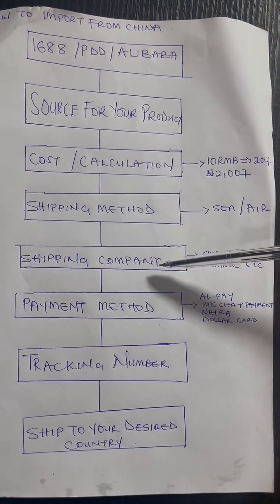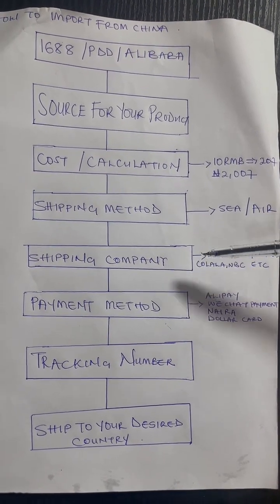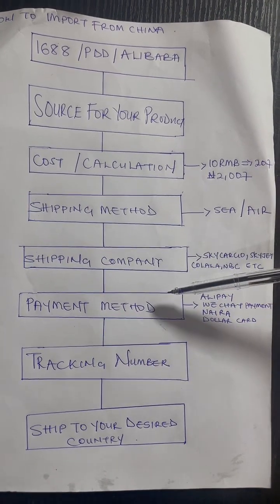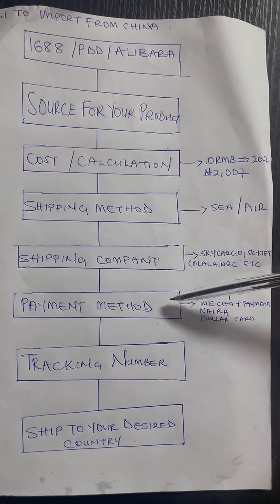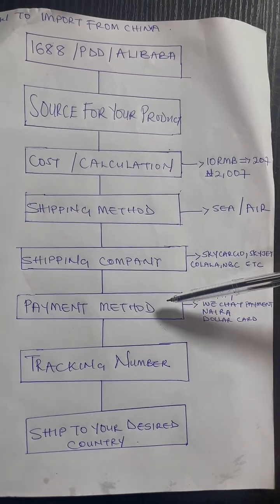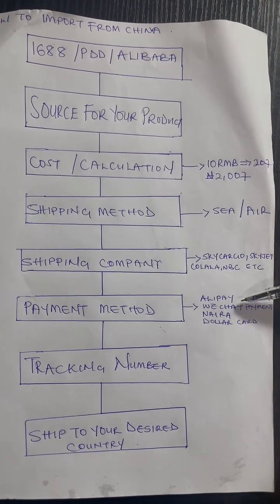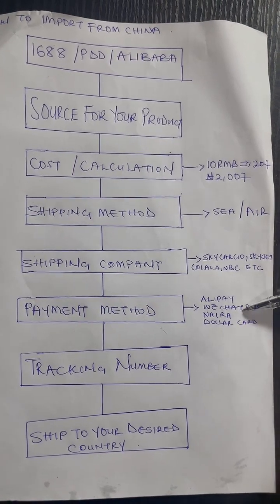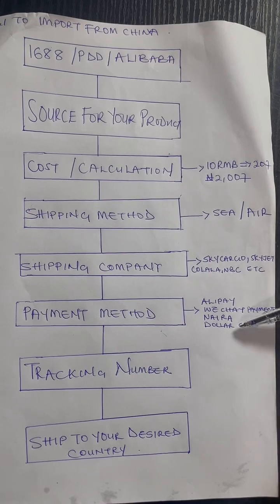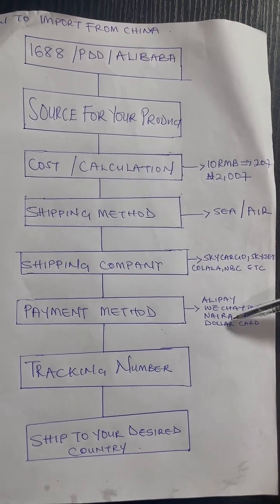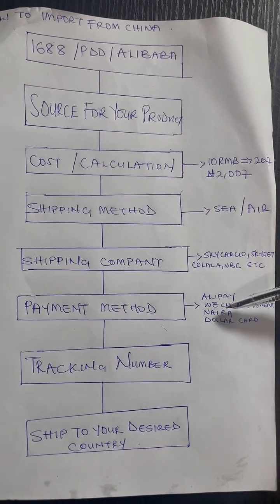So now, once you know the shipping company you want to use, you need to know your payment method. What payment method are you using? You can pay with your Alipay, your WeChat payment, your Naira card, or your dollar card. Depends on you. Depends on the one you really want to use.